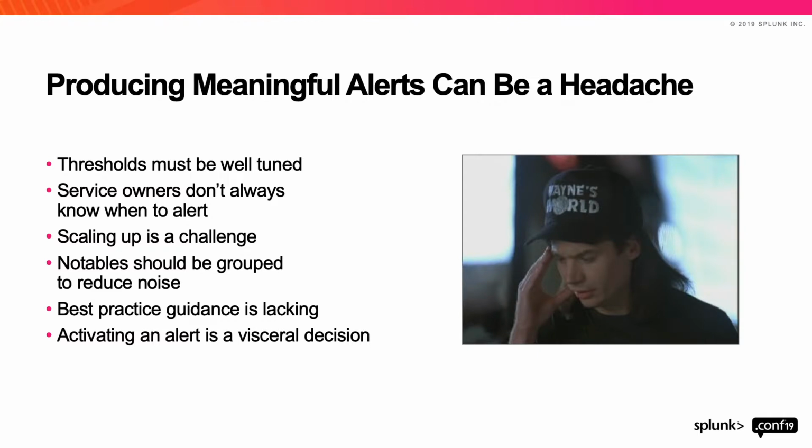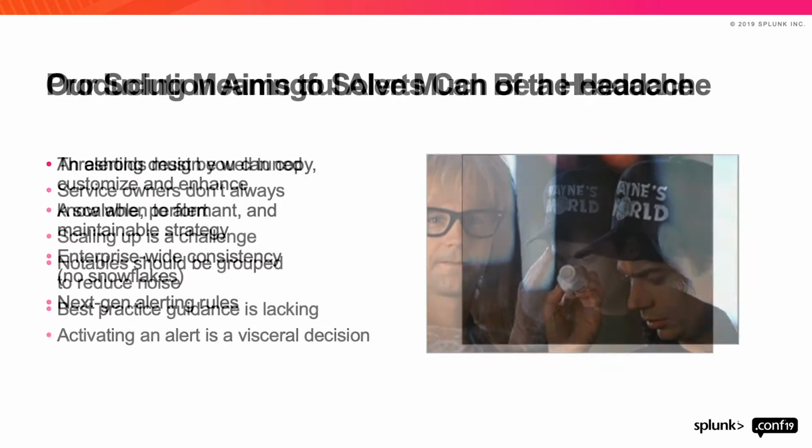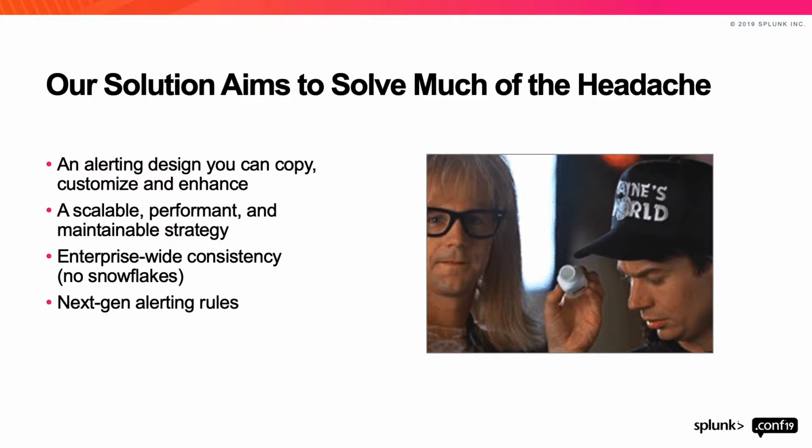There are also some scaling challenges, right? If you're using a lot of multi-KPI alerts, that's eventually not going to work well for you. There's also a real lack of best practice guidance around what you should be doing, and we want to address that. And then last but not least, there's something about clicking that button that's actually going to page somebody at 3 in the morning that people just don't want to do, right? So those are some of the reasons why alerting can be a challenge.